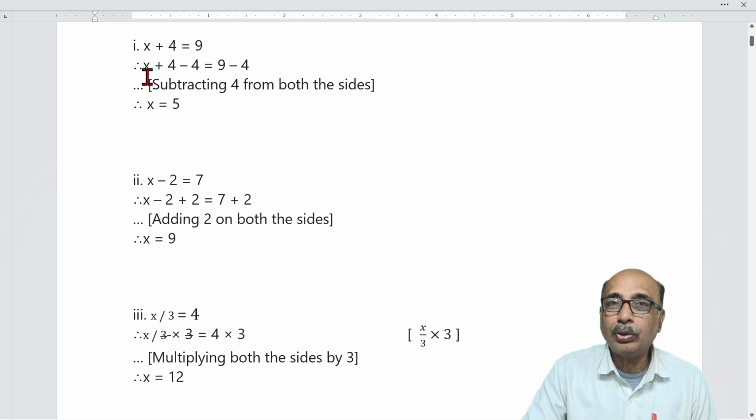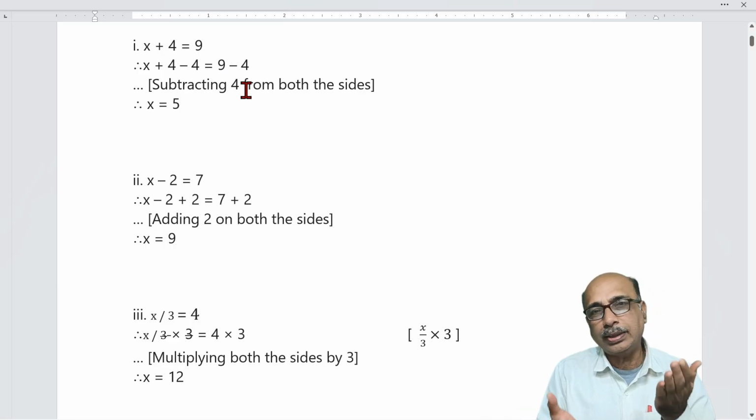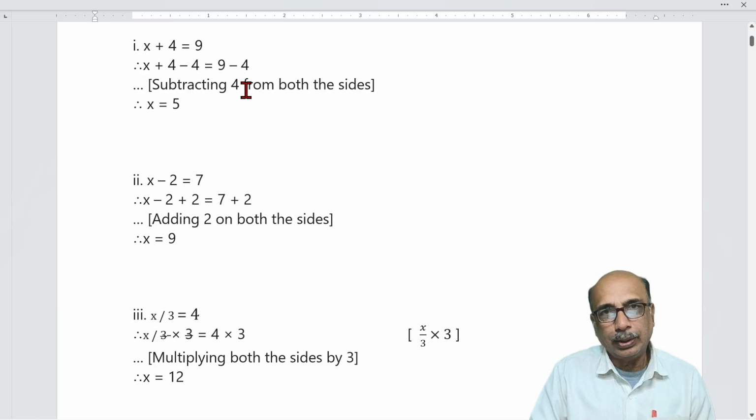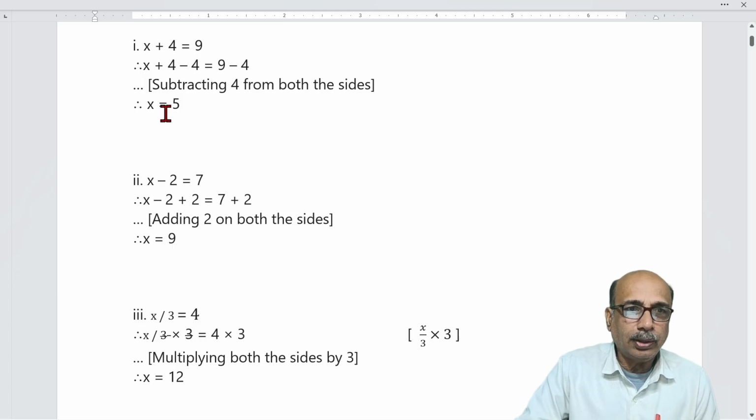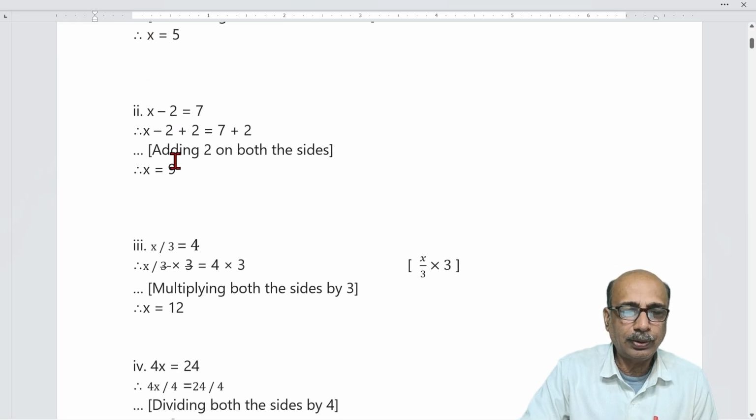Therefore, to simplify this, what do we do? By subtracting 4 from both the sides. So if I take x plus 4 minus 4 equals 9 minus 4. We have to balance the equation on both the sides. Got it clear? If I add anything here, I have to add on the other side also. If I subtract anything here, I have to subtract on the other side also. So here, subtracting 4 from both the sides, we get x plus 4 minus 4 will get cancelled, equals 9 minus 4, 5. So here only x will be left.